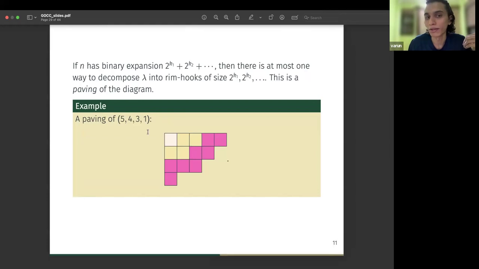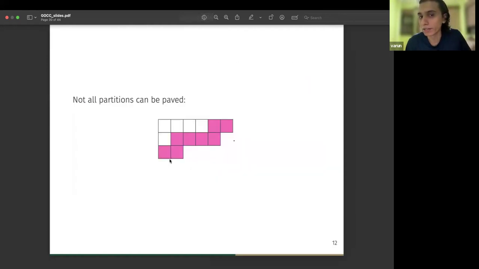So the binary representation of 13, which is 8 plus 4 plus 1, is nicely represented as successive removal of rim hooks of the diagram. But not all partitions can be paved. For example, the partition 6, 5, 2 is also a partition of size 13, but to start with, we found a rim hook of size 8, we remove it, but we are left with the partition 4, 1, and this does not have a rim hook of size 4. So this partition cannot be paved.